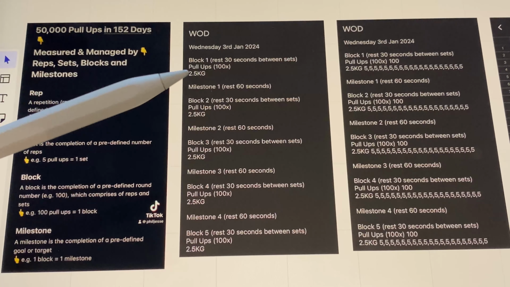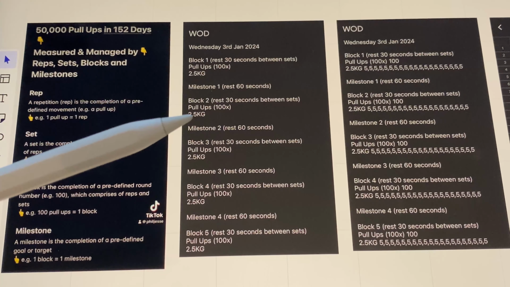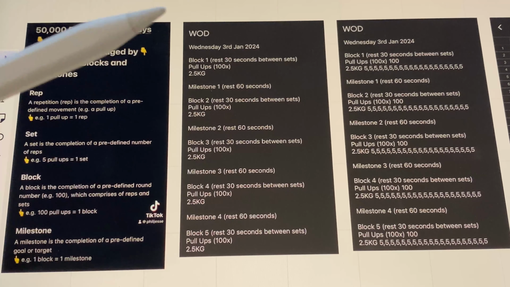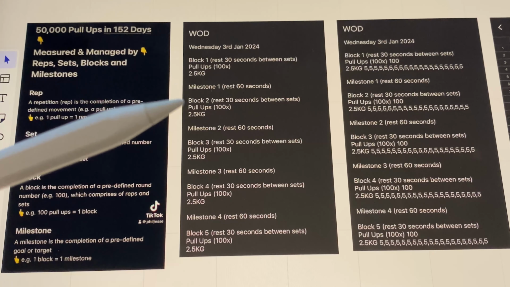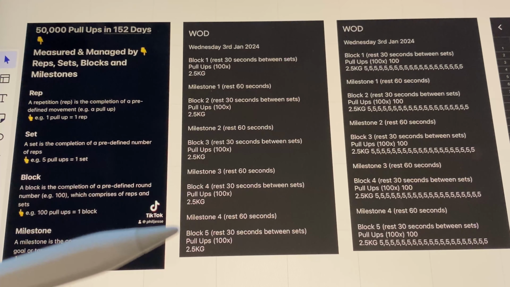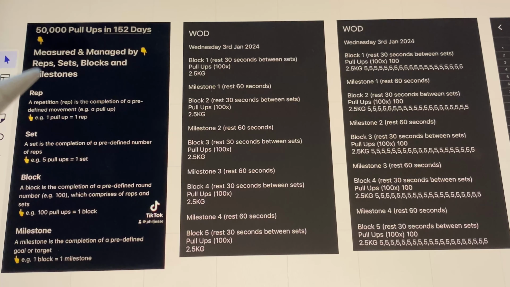Here it could say push-ups, pull-ups, push-ups, pull-ups, push-ups. Or it could say squats, pull-ups, push-ups, squats, pull-ups. The key is understanding what the rep is, how many reps make a set, how many reps make a block, and what constitutes the milestone.